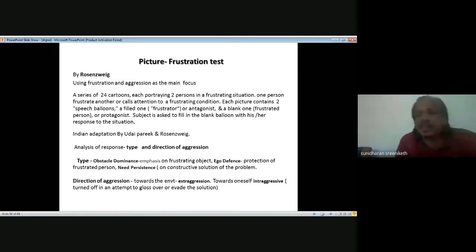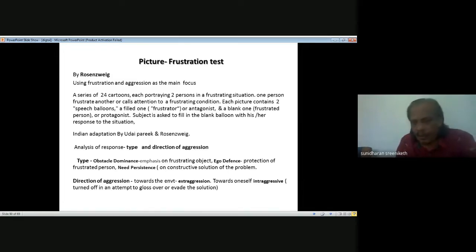Ego defensive means, in type of aggression, protection of the frustrated person. The frustrated person expresses his reaction by protecting his need. That is ego protection. Need persistence means the person expresses a constructive solution in such a frustrating situation. His response indicates a solution for the problematic situation. So this response may be with obstacle dominance or ego defensive, or with some solution to the problem, or some need persisting in the response.